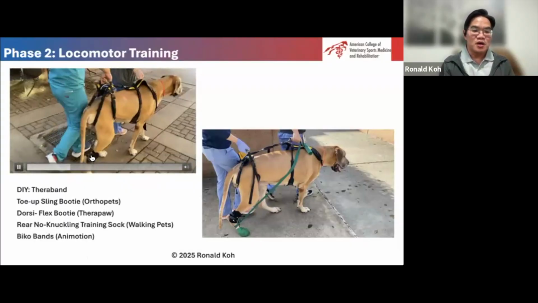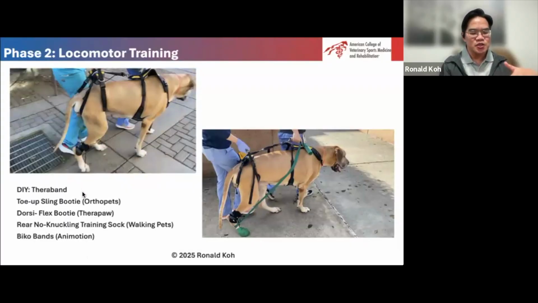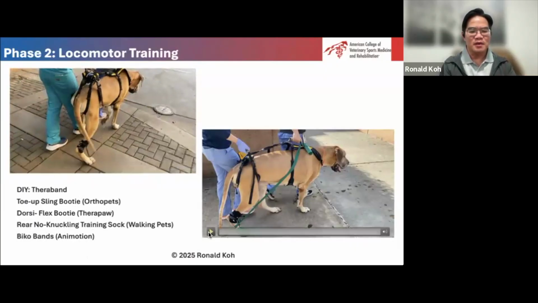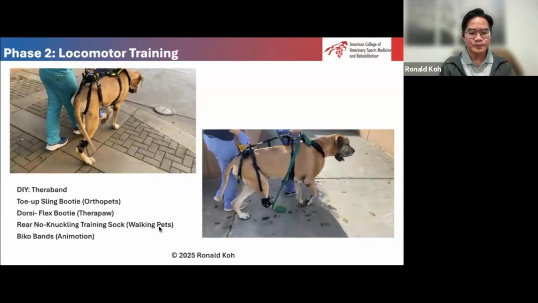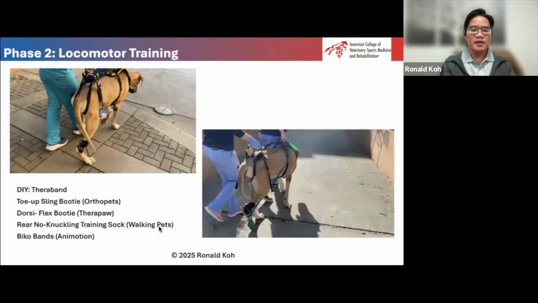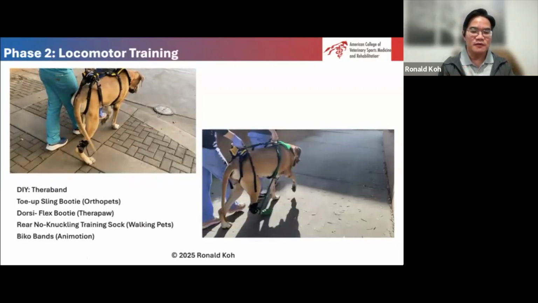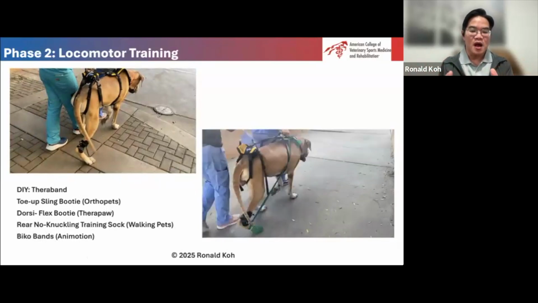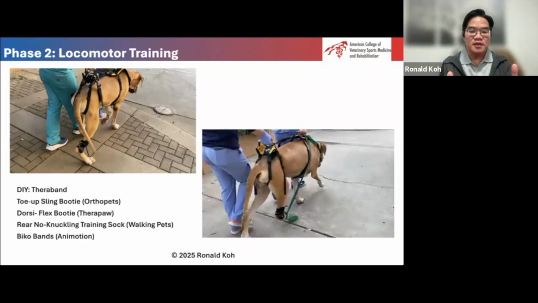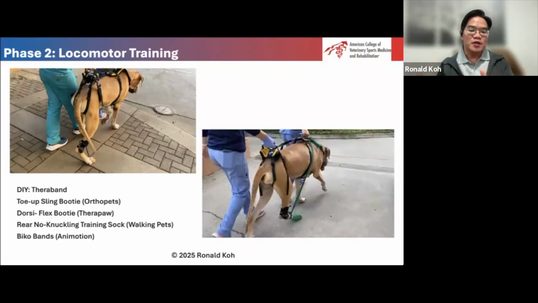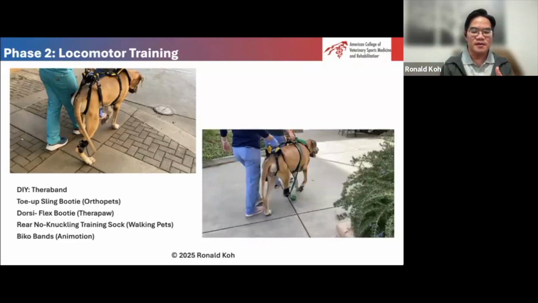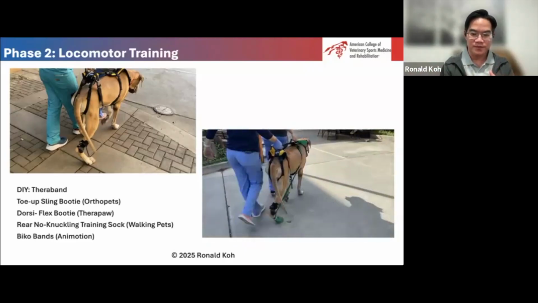Now, like this dog, I use the toe-up sling. I mean, he's still kind of scuffing the hind paw. So what I did, I ended up adding a TheraBand. You can see that now he can walk better without scuffing the hind paw. So sometimes you just have to combine both together to give you the most benefit. And of course, then you need to start proprioceptive training, so hopefully eventually they are able to regain their proprioception.